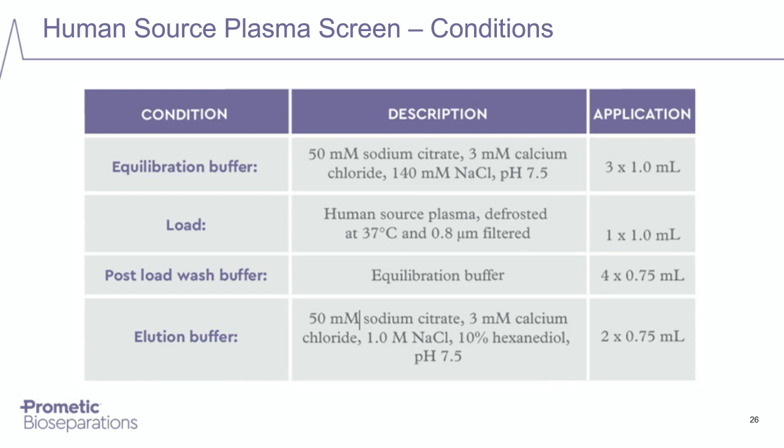We're then washing with equilibration buffer, and then eluting with a combination buffer of 1 molar sodium chloride with 10% hexane diol. This is a really useful buffer for eluting protein from these multi-mode ligands that combine both charge and hydrophobic groups. That elution buffer contains salt to neutralize charge groups, and it contains hexane diol, which is quite soluble at 10% concentration and is good for reducing the polarity of the buffer to neutralize hydrophobic interactions.